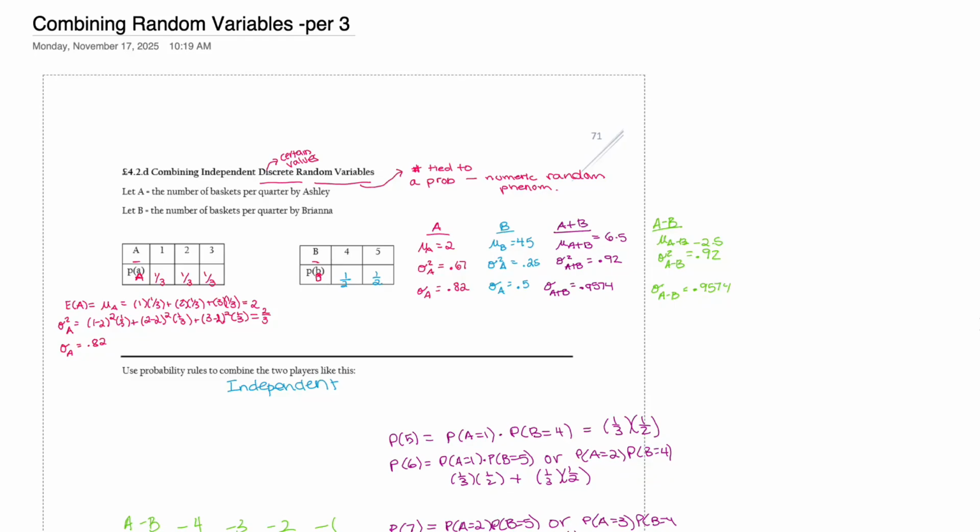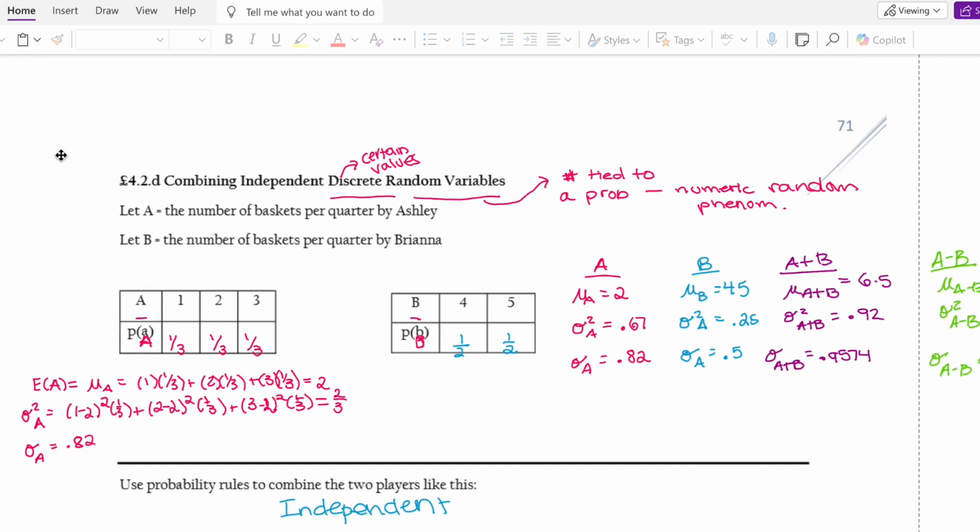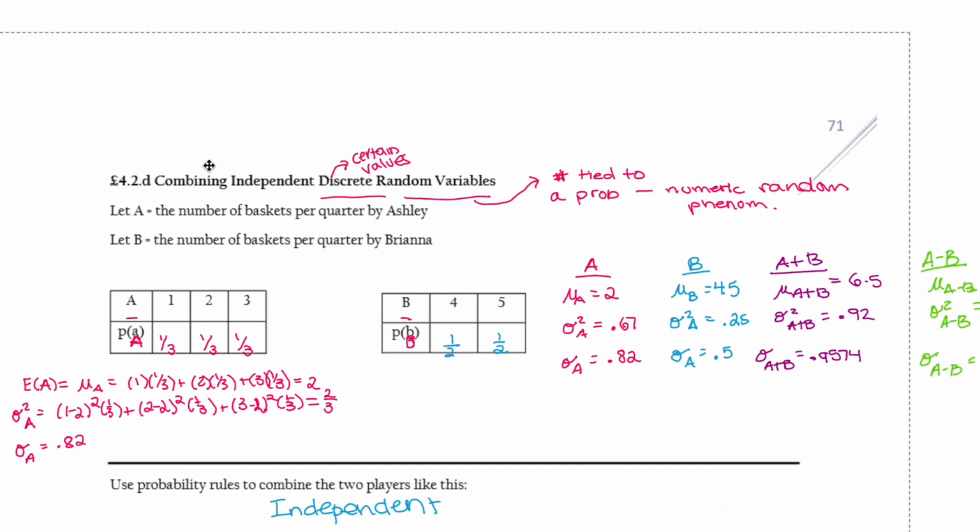Welcome to this video. In here, we're going to be looking at how to combine random variables. So, combining independent discrete random variables. Remind me, what does discrete mean? It means certain values. So numbers like 1, 2, 3, 4, 5, 6, those are discrete numbers. Random variables are the numbers tied to a probability, also known as numerical random phenomenon.